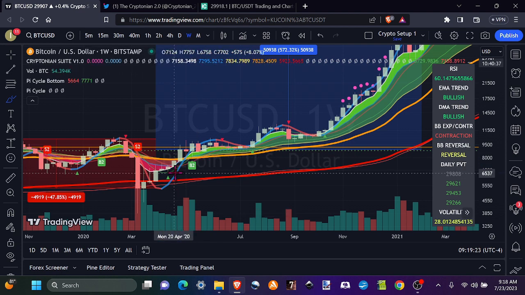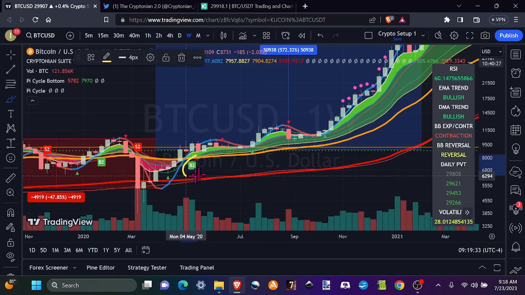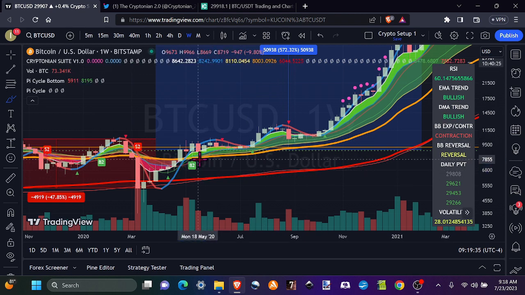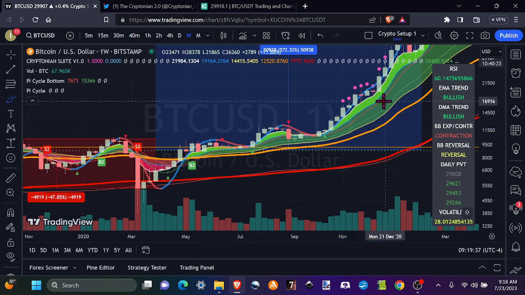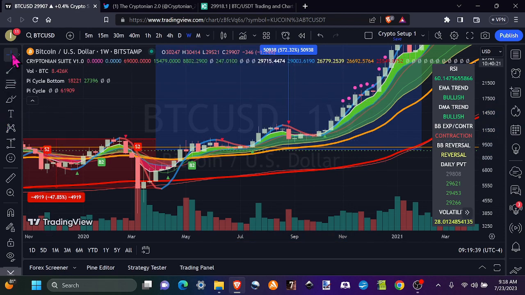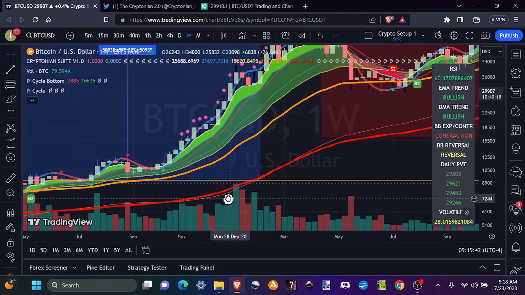Now we had an early signal. It's called an impulse signal. This green triangle here, right? And so anyway, we had another B2. We went up into this bull trend, bull run, bull market, right?